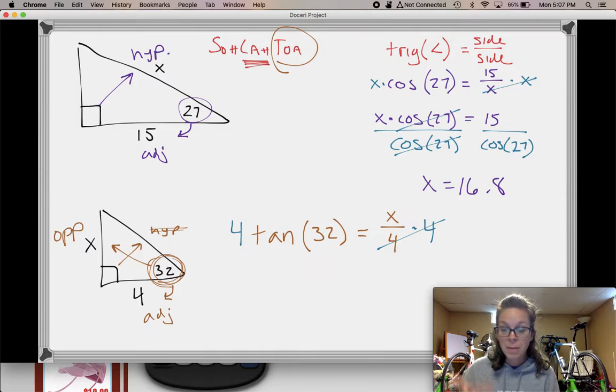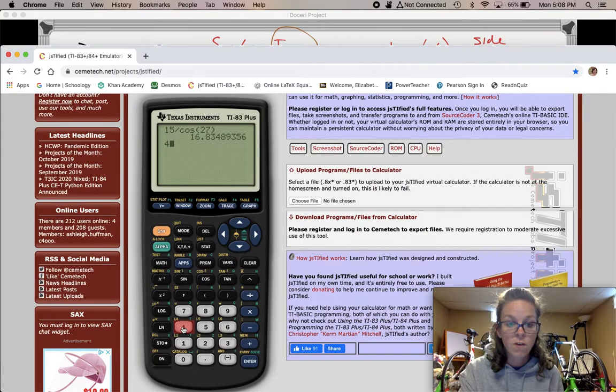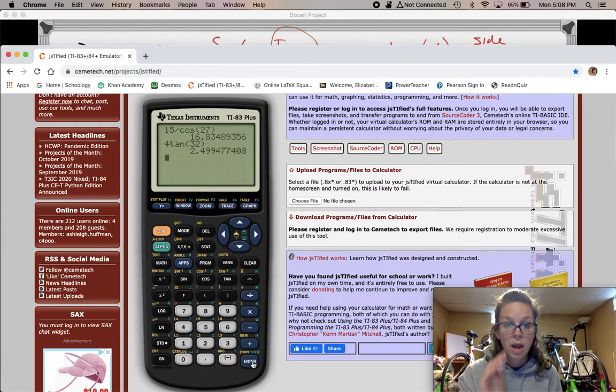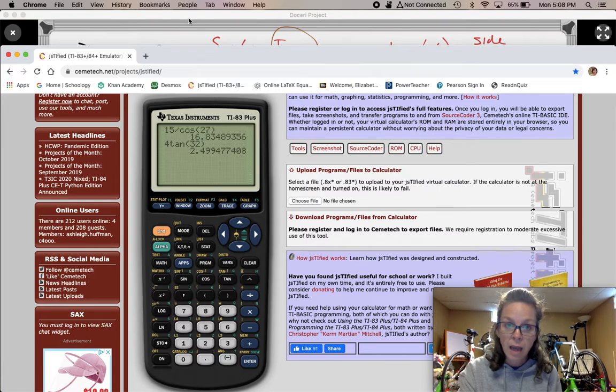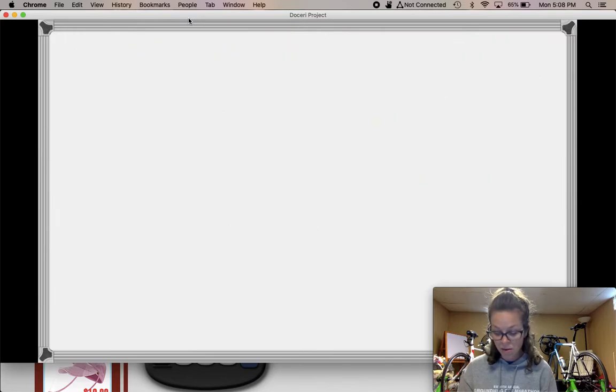So in this problem, it actually did get the x alone. The x is totally alone over there on that right-hand side now. So now on my calculator, I can type in 4 tangent of 32, and I got an answer of 2.5. Just to show you, I would type in 4 tangent 32 and close those out, and then we get that answer of 2.5. Okay, so that's how you solve for a side that is missing. Next, we're going to look at how to solve for an angle that is missing.